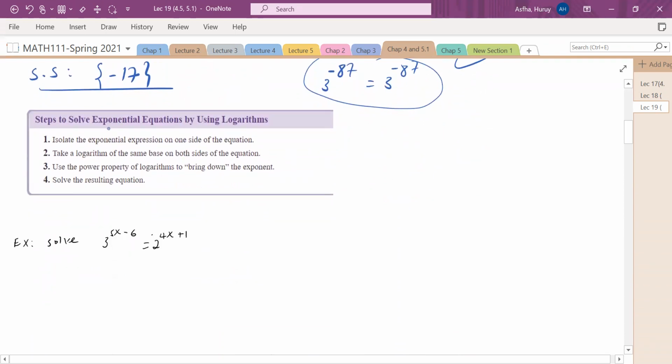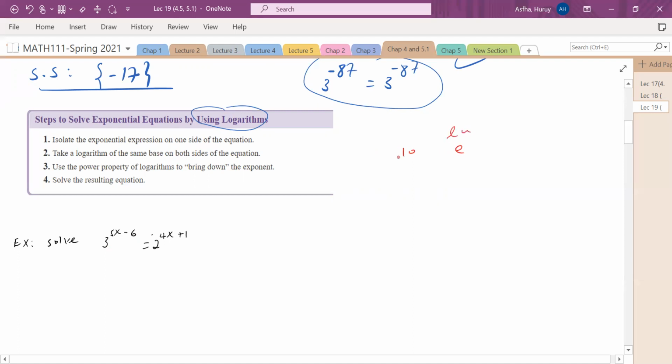Another way of solving an exponential equation is by using logarithms. By using logarithms, we basically convert the exponential expression into a logarithmic expression or equation. To do so, we isolate the exponential expression first on one side, and then we take the logarithm of both sides. The logarithm could be any base, but usually we pick the common ones: base 10 or base e.